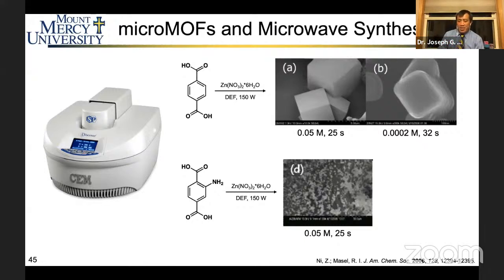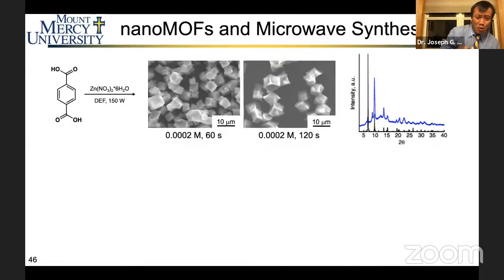What I found interesting is that with their IRMOF3, they don't show a close-up image, and I'm curious why they didn't show that. You're going to see with my work that I'm curious whether or not they actually had something crystalline. So I thought, maybe if I took the process, diluted it down even further, and hit it with some different wattage, can I create some of these nanoMOFs versus micron MOFs?